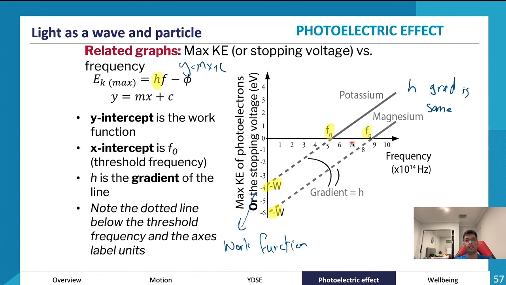So if we had a light with, say, 7 times 10 to the 14 hertz, it will only emit photoelectrons on the potassium and not the magnesium. And with these graphs, you can just disregard all the negative stuff, because at these frequencies there are going to be no photoelectrons emitted, and there's going to be no voltage created.